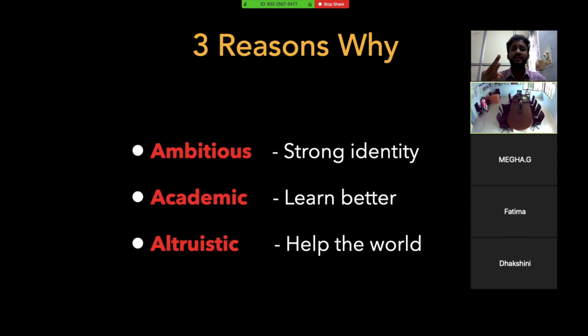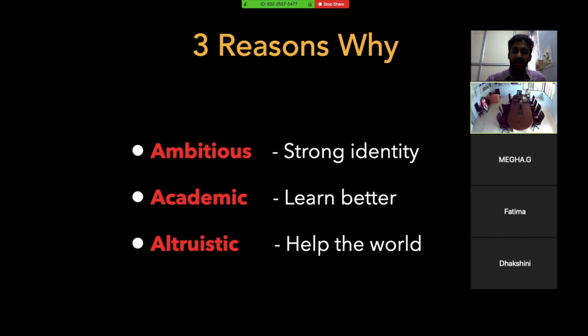So I've given you 3 reasons why, for 3 types of doctors. I think there are 3 types of doctors or young ophthalmologists out there. The ambitious ones: you can have a strong online presence by teaching online. You can have an identity. For the academic ones like me, you can learn better. You will master the concepts more than anyone else. And last, the rarer species, the altruistic or the service-minded ones: you can make the world a better place to live. I hope I have convinced you guys on why you should teach, the importance of teaching.